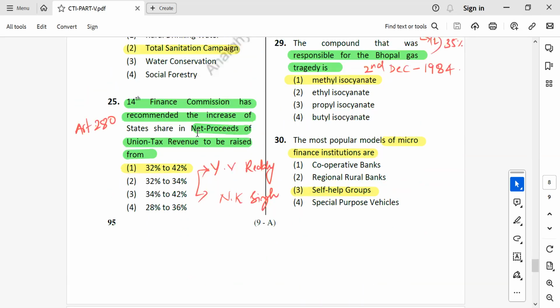Let's go again. The 14th Finance Commission has recommended an increase of the state share in net proceeds. We saw this last time too: from 32 to 42%. Earlier it was 32, now it is 42. The 14th Finance Commission was headed by YV Reddy, and now the 15th Finance Commission will be the NK Singh committee. We have seen some of the recommendations as well, such as FRBM. Article 280 deals with the Finance Commission.